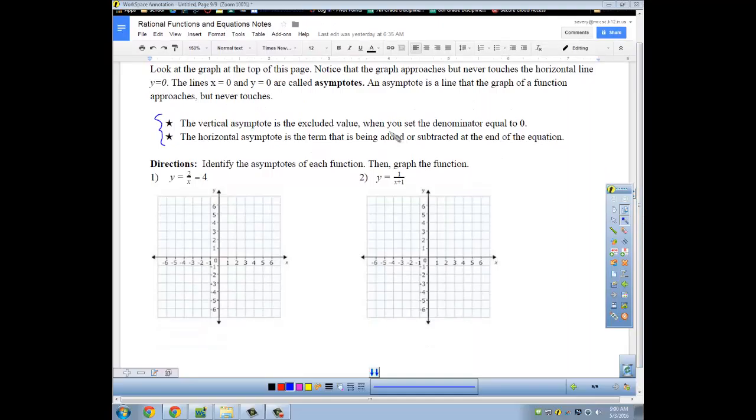So to find your asymptotes, I made it very clear in these little star points. The vertical asymptote is the excluded value, which you find again just by setting the denominator equal to 0. The horizontal asymptote is just the term that is being added or subtracted at the end of the equation. So it's kind of like your y-intercept that you're used to with slope-intercept form. So for number 1, I'm going to first find the vertical asymptote. So again, find the vertical asymptote by taking your denominator, putting it equal to 0, so x equals 0. So I'm going to find when is x equals 0, that's right here.